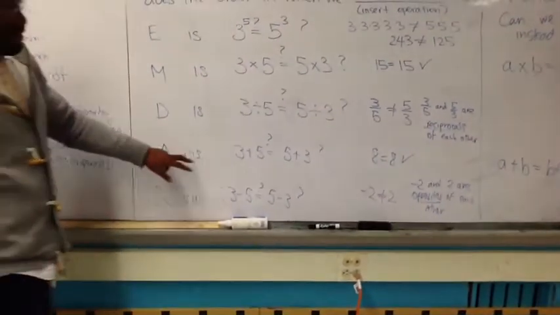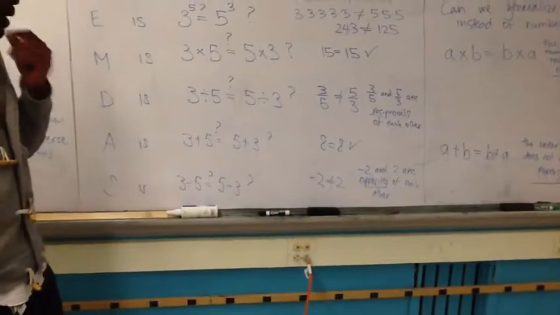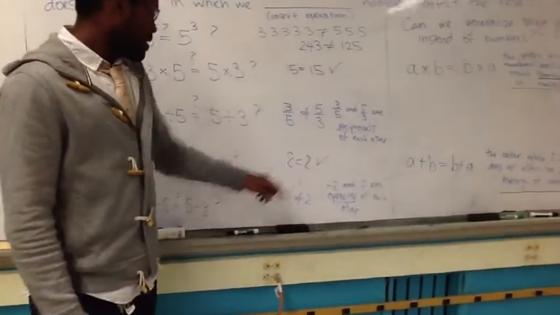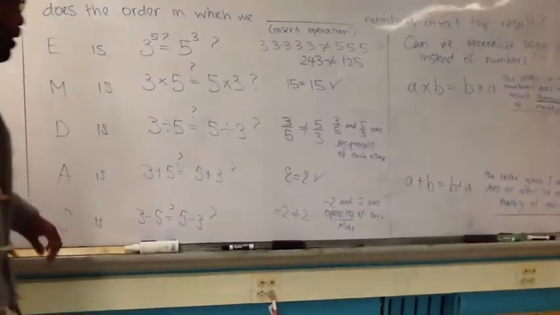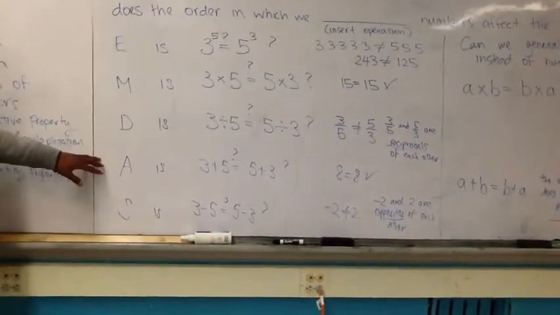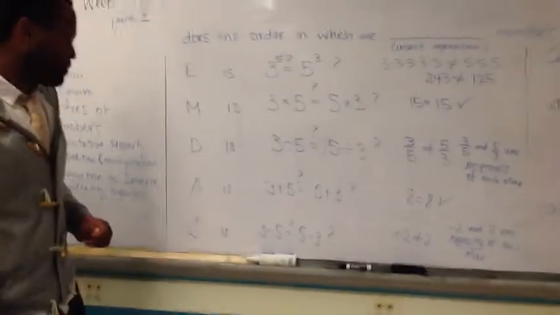For addition, we say, is 3 plus 5 equal to 5 plus 3? Well, 3 plus 5 is 8, and 5 plus 3 is 8, and because 8 is equal to 8, we can begin to conclude that the order in which we add numbers does not affect the result.